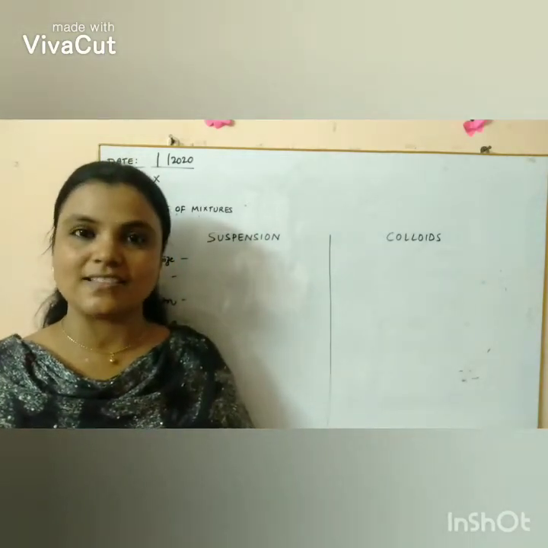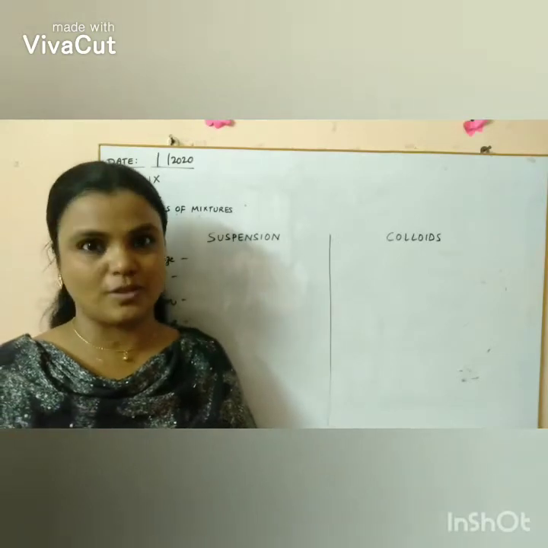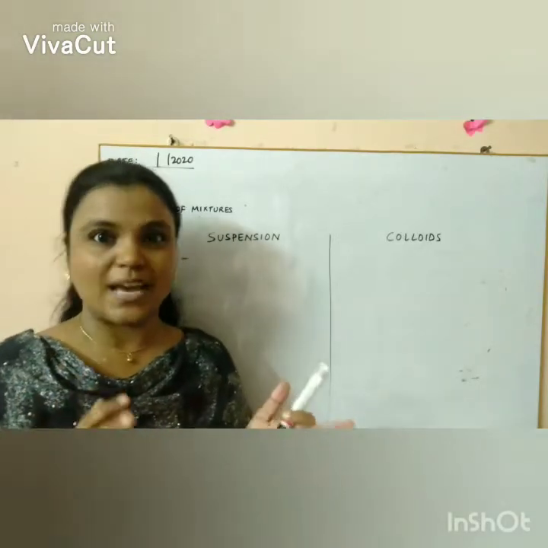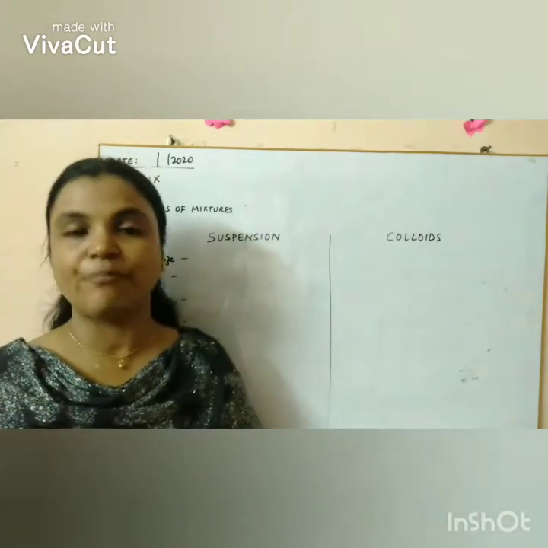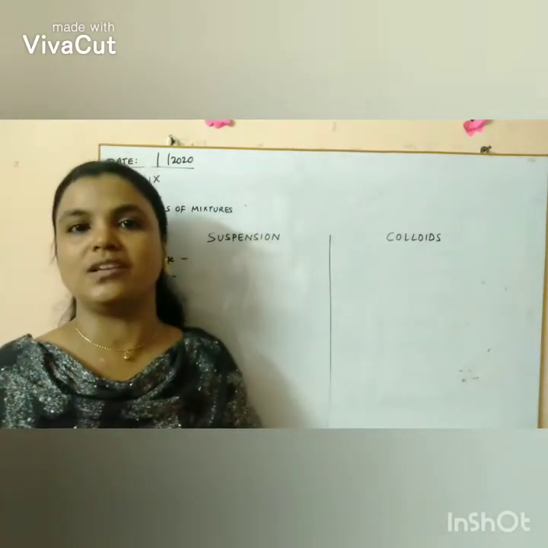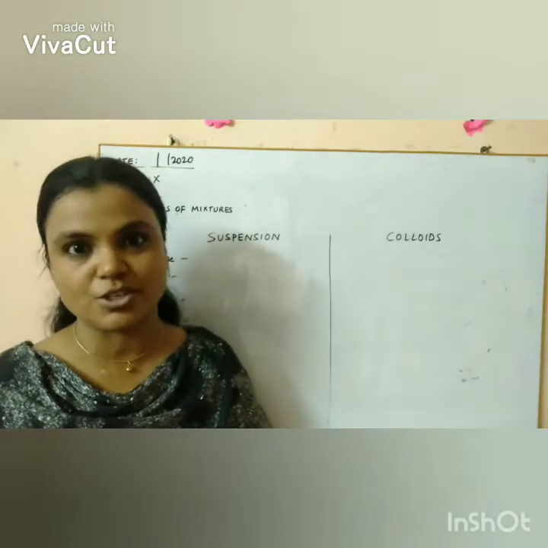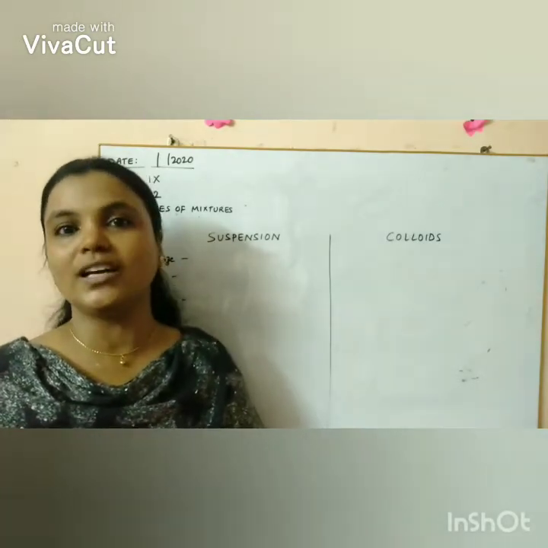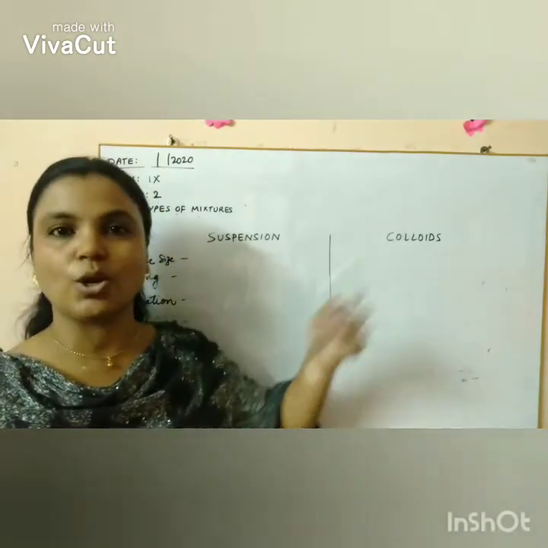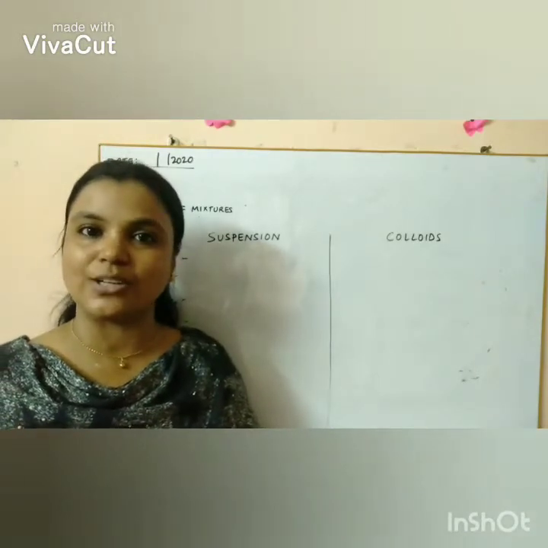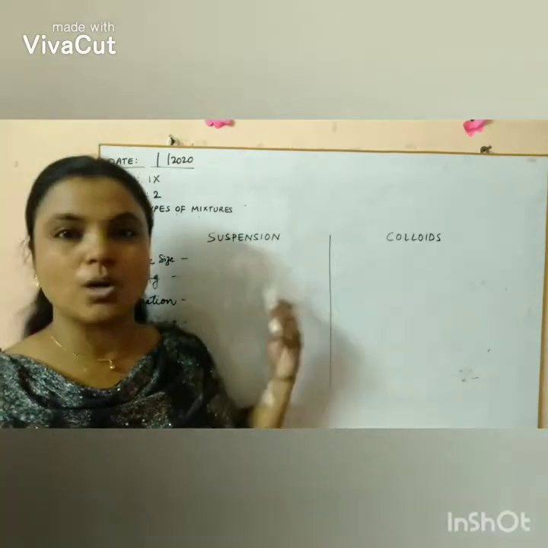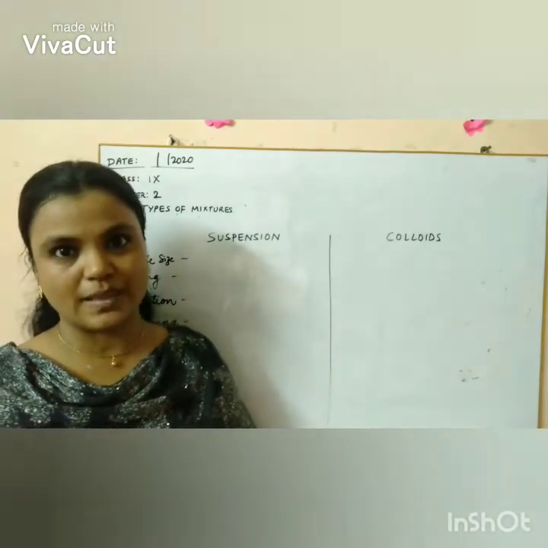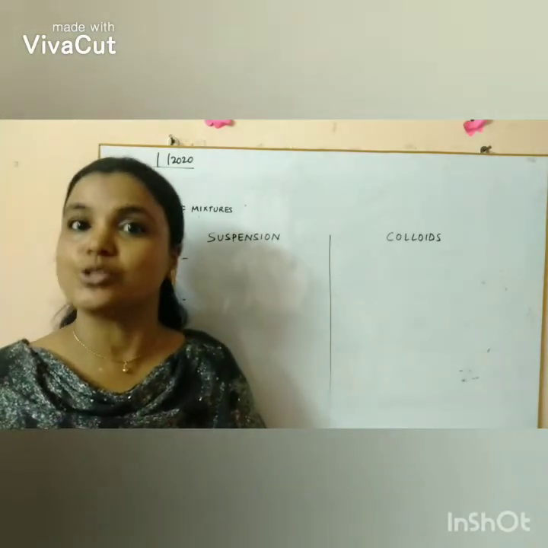In our last class, we learnt about the types of solutions, about the types of mixtures, homogeneous mixtures and heterogeneous mixtures. We learnt about the true solutions which come under homogeneous mixtures. And today, we will learn about suspensions and colloids which come under the category of heterogeneous mixtures. These two also have some differences between them. We will be learning them today.